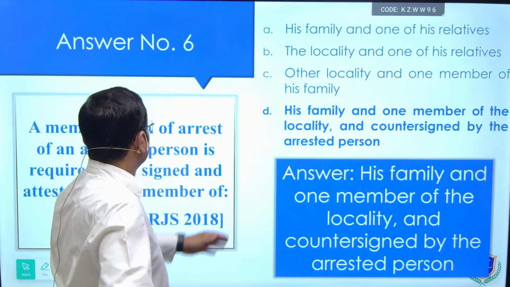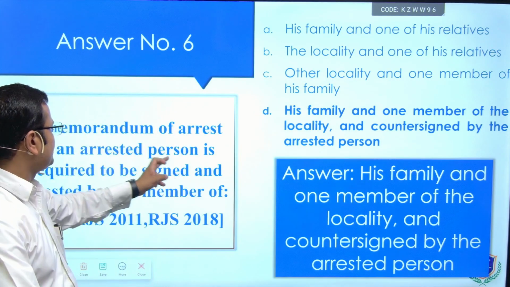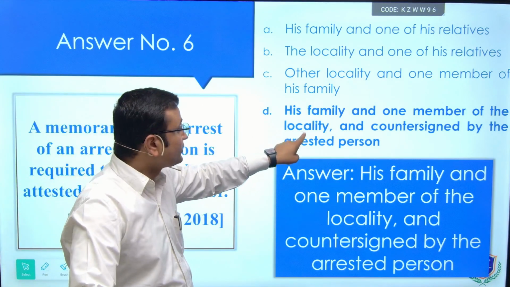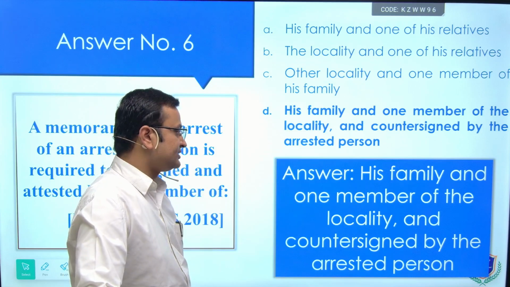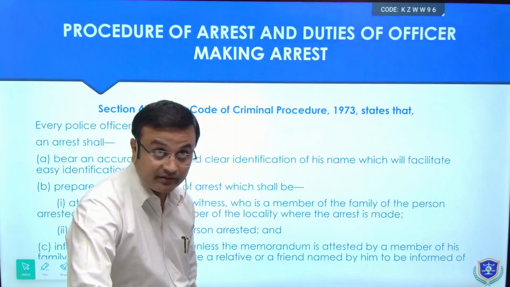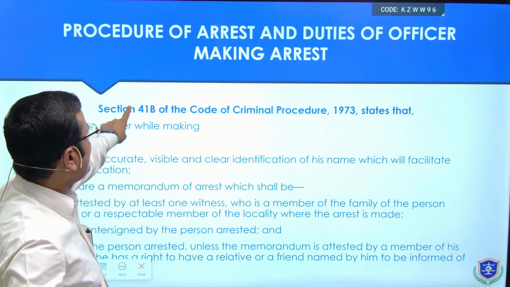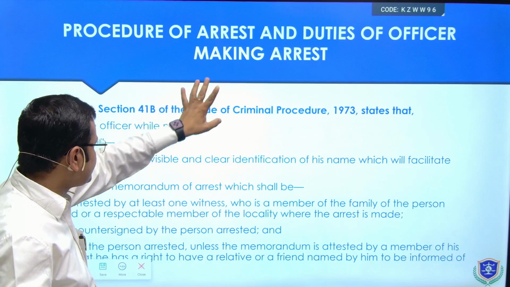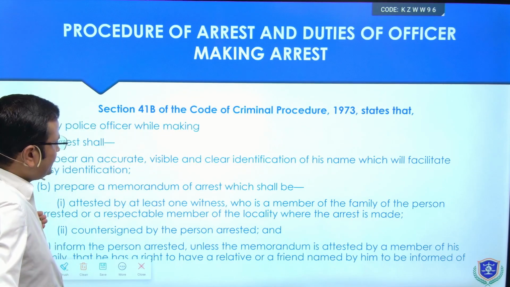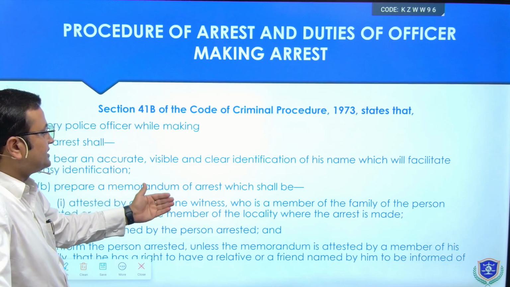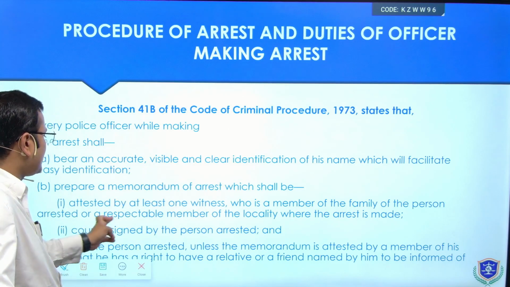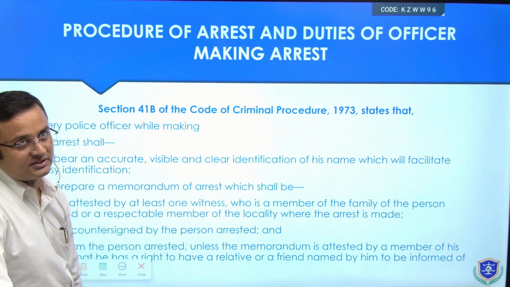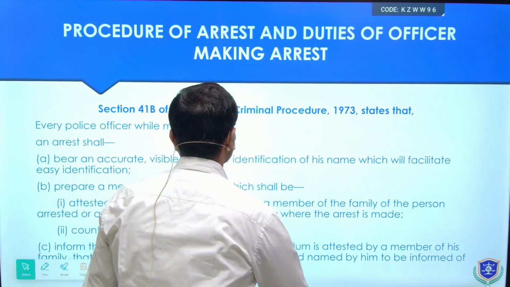The correct option is D, that a memorandum of arrest of an arrested person is required to be signed and attested by one member of his family and one member of the locality and countersigned by the arrested person. See the explanation, where is it given? This is given in section 41B of CrPC, procedure of arrest and duties of officer making it, and here it is given that it will be attested by at least one witness who is a member of the family of the person or a respected member of the locality where the arrest is made, and countersigned by the person arrested. So this is clearly given there.